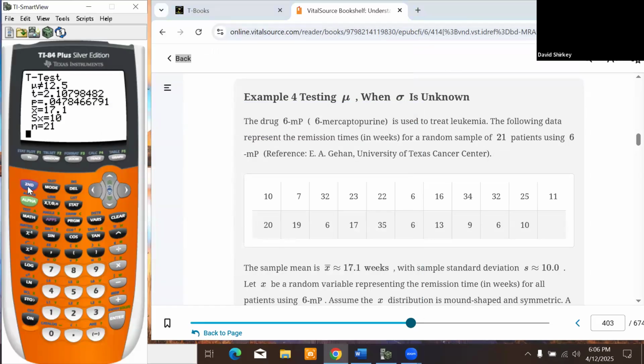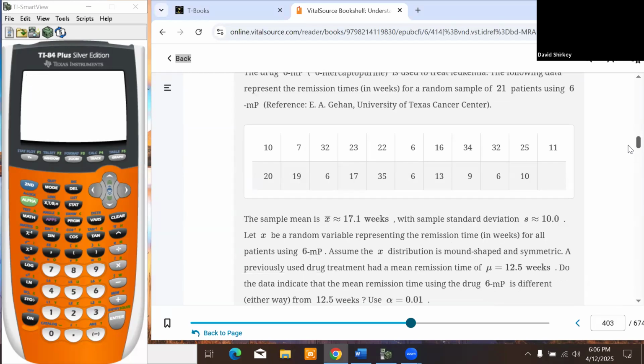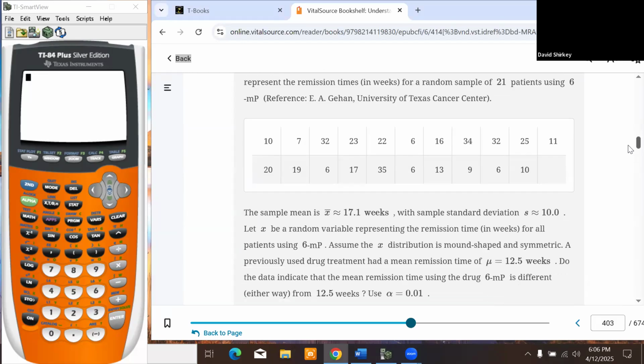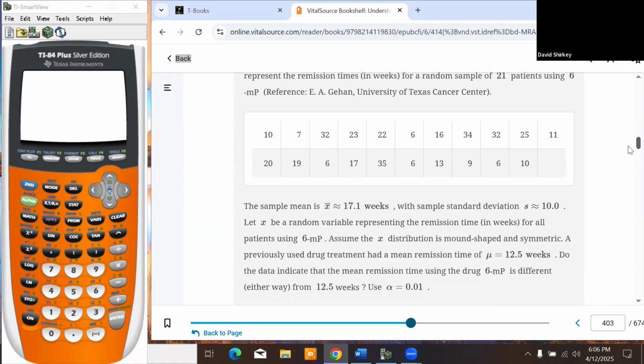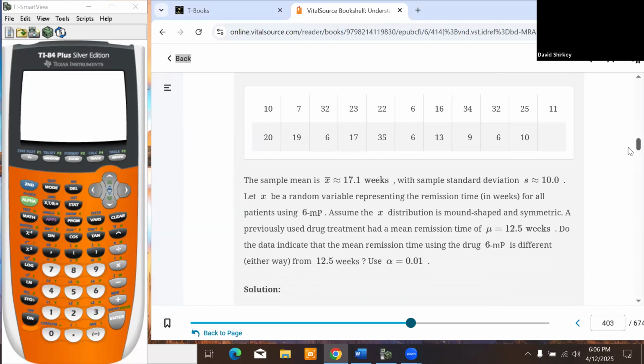So let me quit. I entered the data beforehand to make sure I was going to get this okay. So I'm going to clear that. Example 4, this is on page 403, by the way. The drug 6-MP is used to treat leukemia. The following data represent the remission times in weeks for a random sample of 21 patients using 6-MP. And so here's the raw data right here. 21 of them is the number of weeks, right?